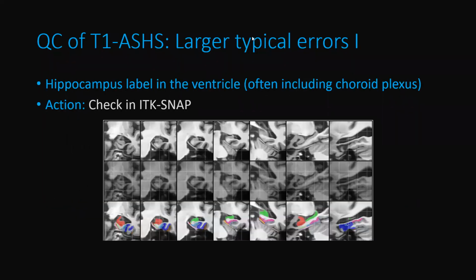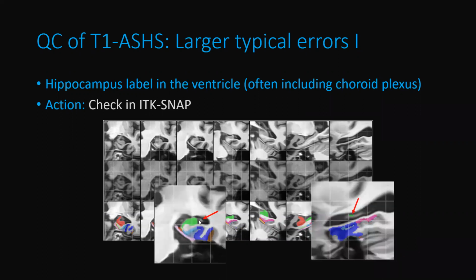So then, of the same error, I have another example here. And this is actually a much more subtle error. So I zoom in here, you can see maybe a little bit of these green voxels. I do have to say, just based on this image, I'm not 100% sure that this gray line here is the lateral part of the hippocampus or choroid plexus. So in case you're uncertain, I would just recommend checking this out in ITK-SNAP.